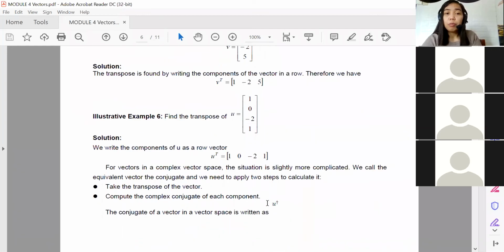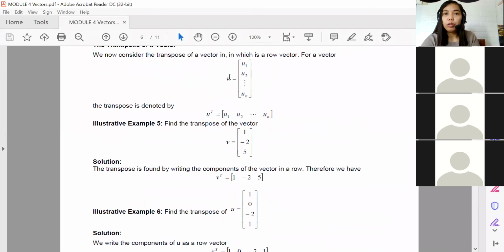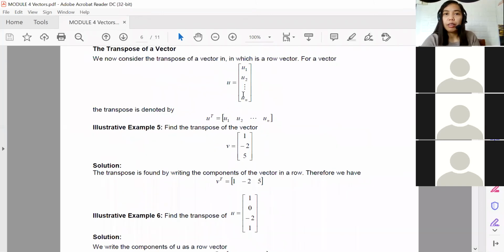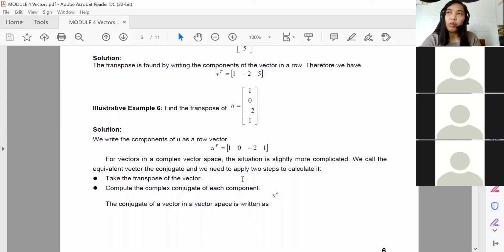For vectors in a complex vector space, the situation is slightly more complicated. Our previous examples were more on real vectors. Vector U in Rn, and vector V is also in Rn. We can also get the transpose for a complex vector space.